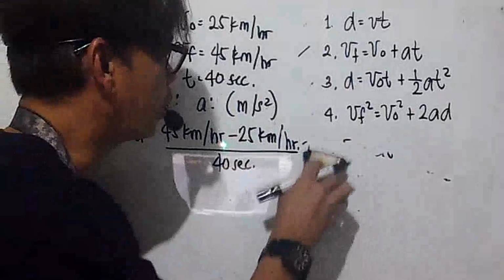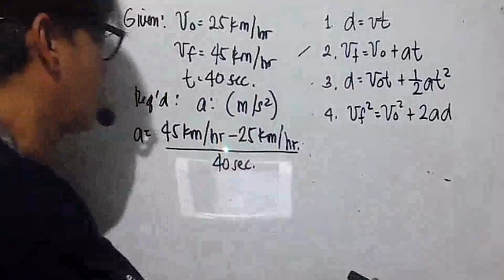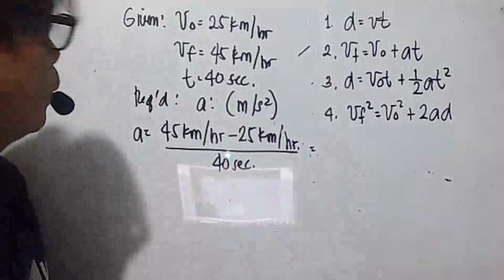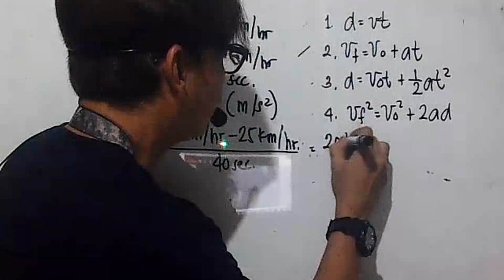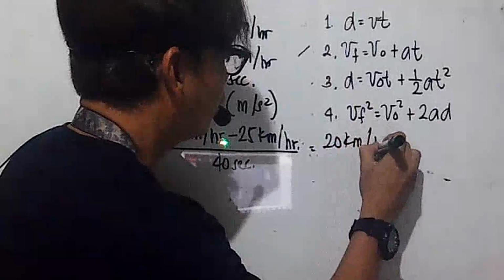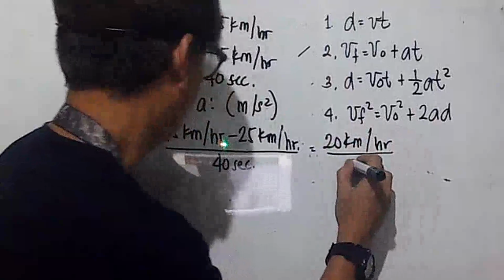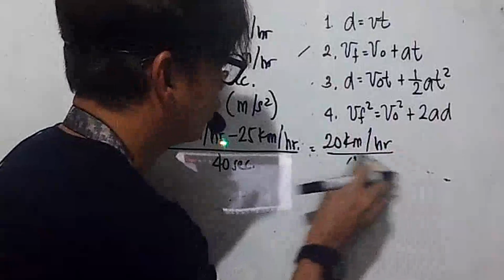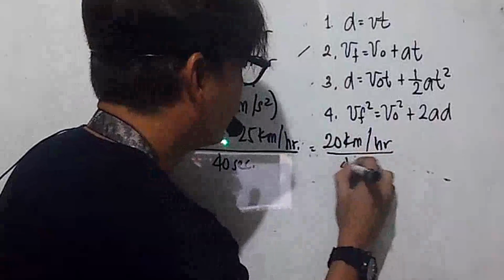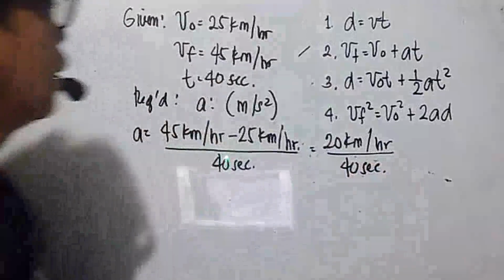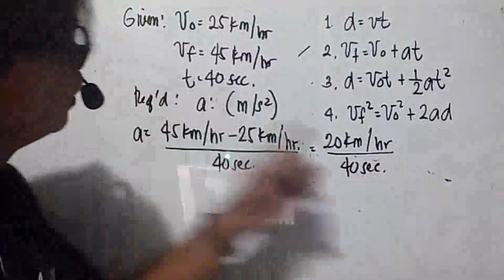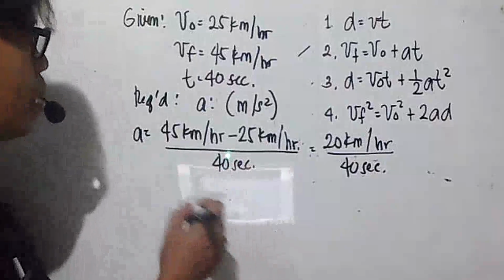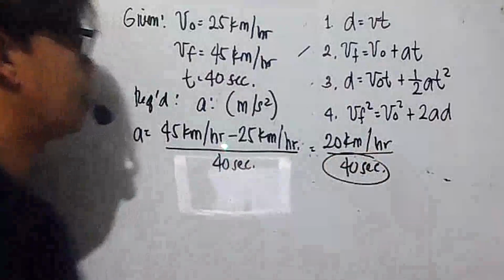So I just showed you how we derive the formula for acceleration. So this is equal to 20 kilometers per hour per second. This is 40 seconds. Now we should convert kilometer per hour to meters per second. So let's convert that. First, let's omit 40 seconds.